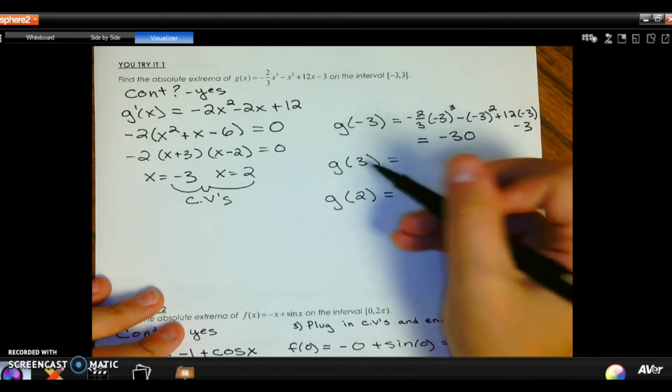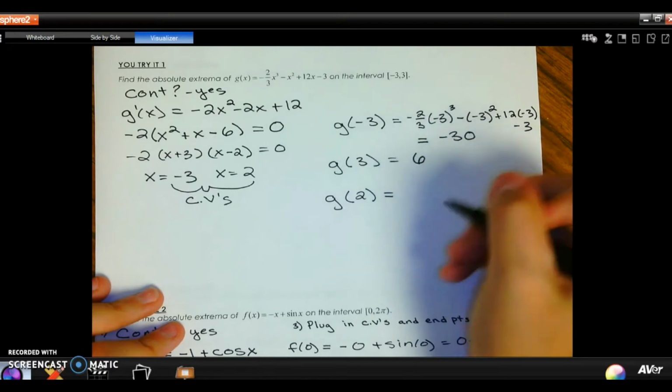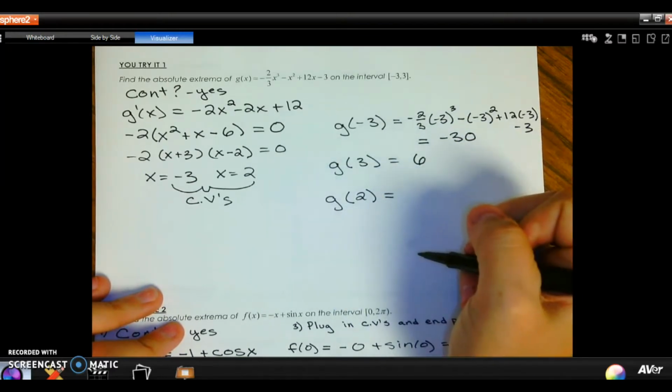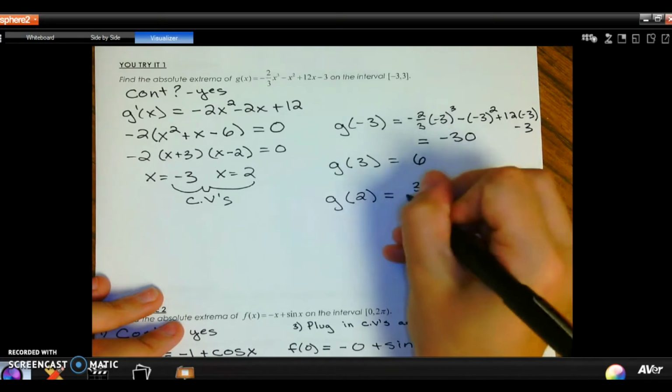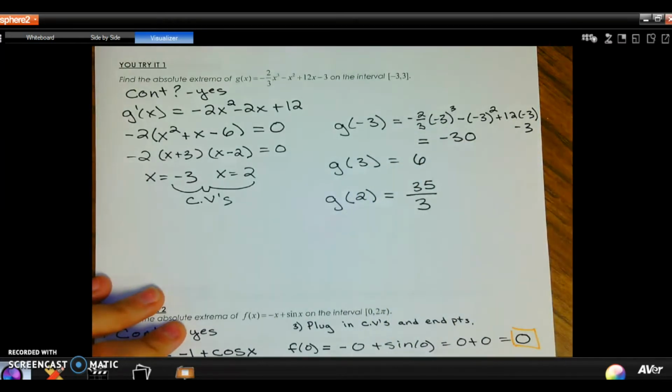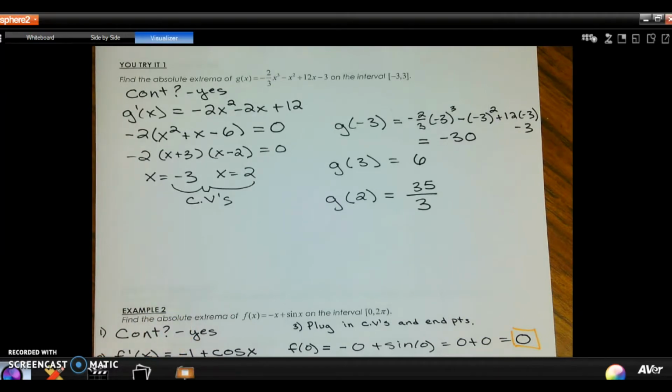And very similarly, when you take 3 and you plug it in, I got a +6. And when you take 2 and plug it in, I ended up with a bunch of fractions there. I got 35 over 3. Okay? So I just take those, plug those right into the original, and that's what I got.